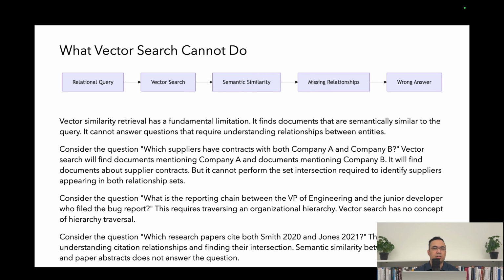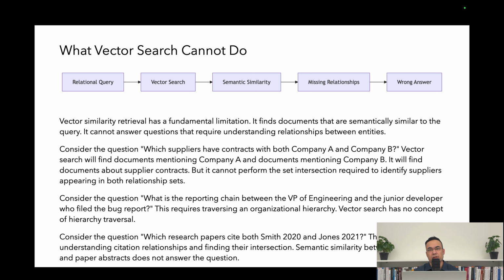Now consider the question, which research papers cite both Smith 2020 and Jones 2021? This requires understanding the citation relationships and finding the intersection. These queries require structured and graph-based retrieval. Entities exist as nodes with properties. Relationships exist as edges with types. Queries traverse the graph structure to find the answers.